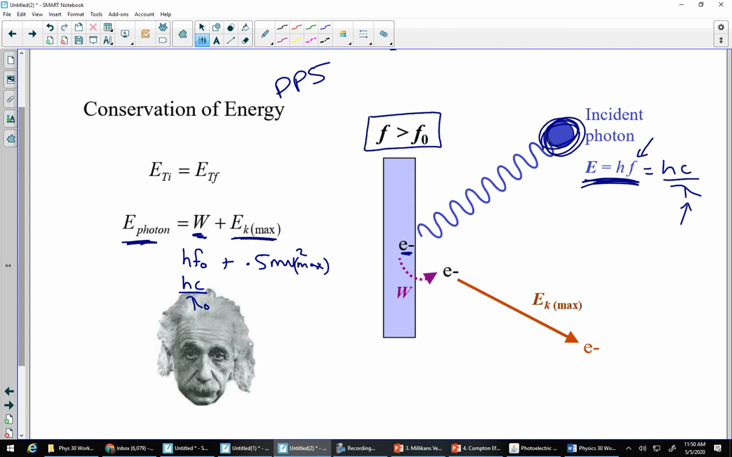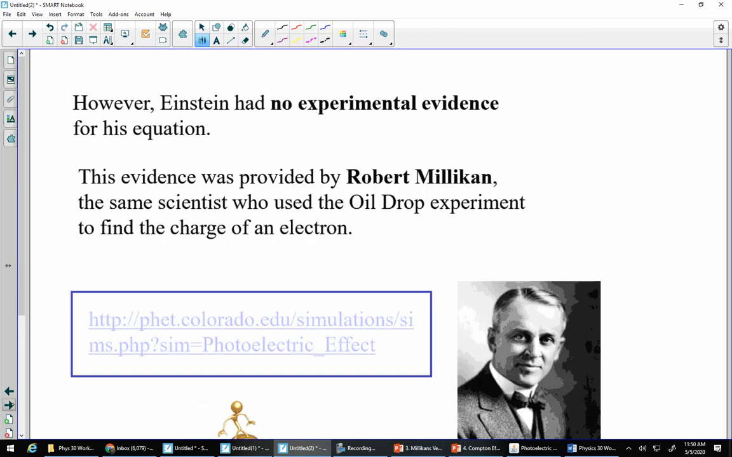Cool, so quick little review there. That was great. I mean, Einstein won the Nobel Prize for this, which is no small feat, but he had absolutely no experimental evidence. It was a thought experiment. It was all in his mind. Einstein had a great mind, a great imagination, but no evidence.